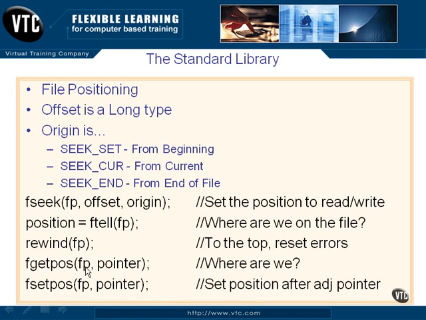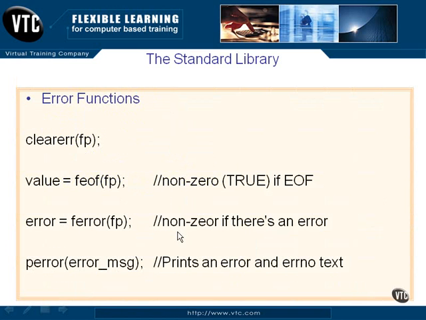Fgetpos is used with fsetpos to get a special pointer value. This is the address of a file position pointer, and the number, basically the offset of where we are on this file, will be put into the pointer. You can then adjust that pointer, increment it, decrement it, do whatever you need to do with it, and then do an fsetpos, and that will move your file pointer position to wherever you need it to be after adjusting the pointer. Here are the error functions, and we have clearerr on a file pointer.